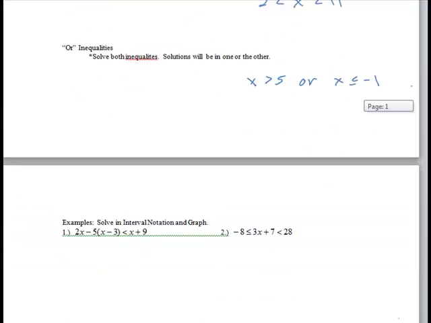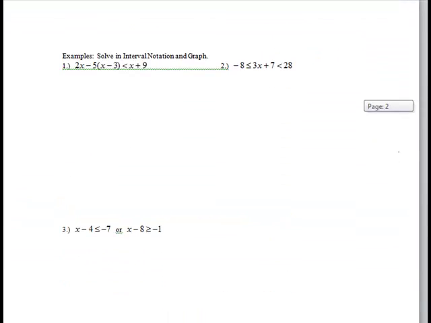So we'll begin looking at just a plain linear inequality. So solve it using the same steps as solving a linear equation. Simplify each side. So in this case, we have to distribute that -5.